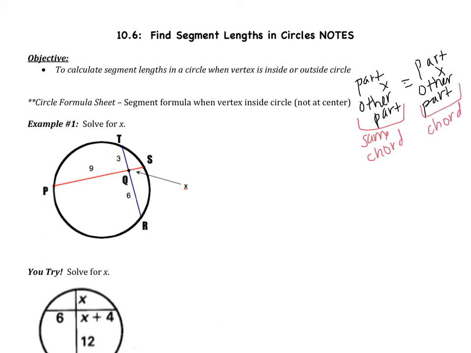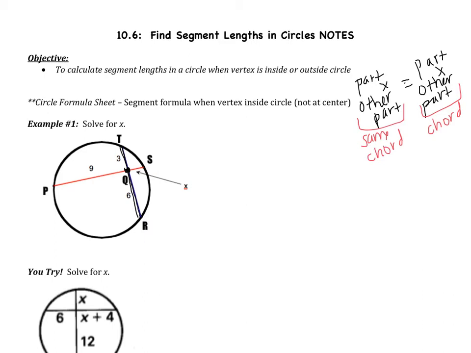Now, I know that this is not a specific formula whatsoever, so I think that we should just look at an example. So, look at example 1. We see that we have a vertex inside the circle, Q, and it's not at the center. We have to find x, which is a segment. Now, we need to look at each chord at a time. Let's look at chord TR first.